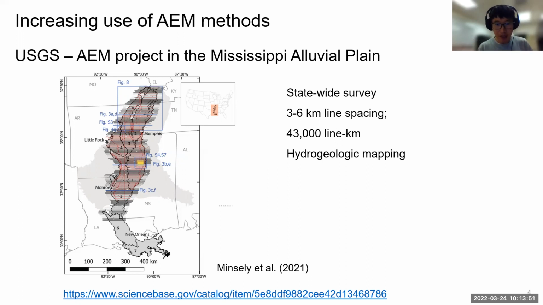Anyway, so it's about 43,000 line kilometers, which is a lot. And the typical size that we do is about 800 line kilometers or 1,000 line kilometers. So it's about 43 times those surveys, which is a huge survey.